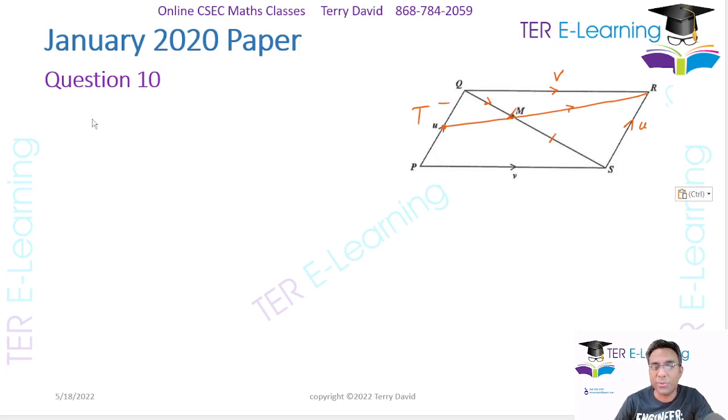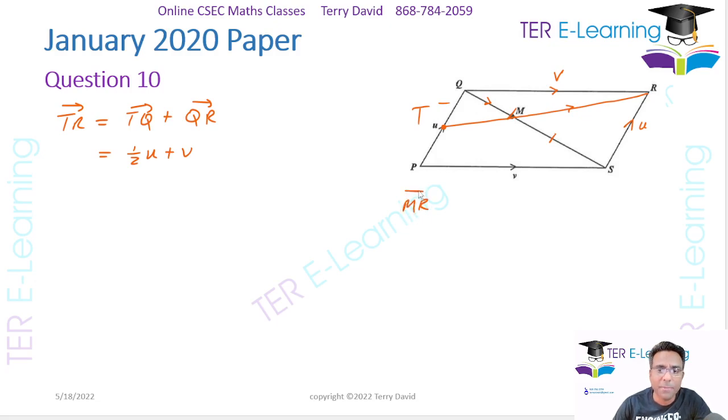So here's what I do now. I just worked out what TR is. The vector TR is TQ plus QR, so this is going to be a half U plus V. That is what TR is. We had already worked out MR, and we had gotten a third into U plus 2V, which is really 1/3 U plus 2/3 V.